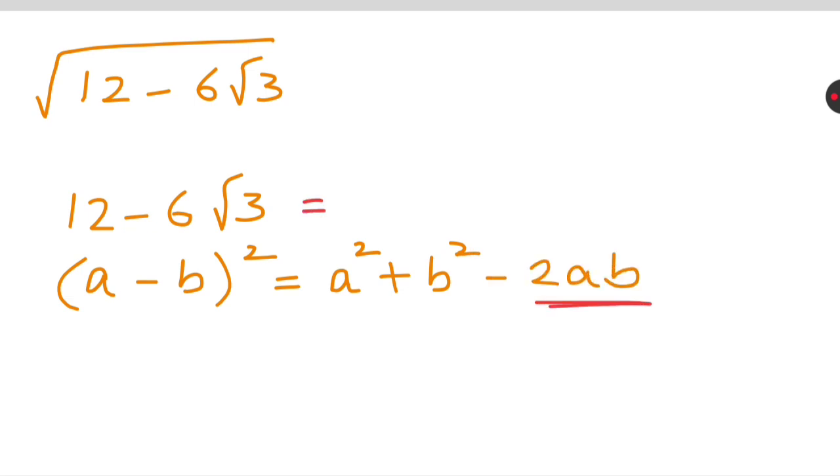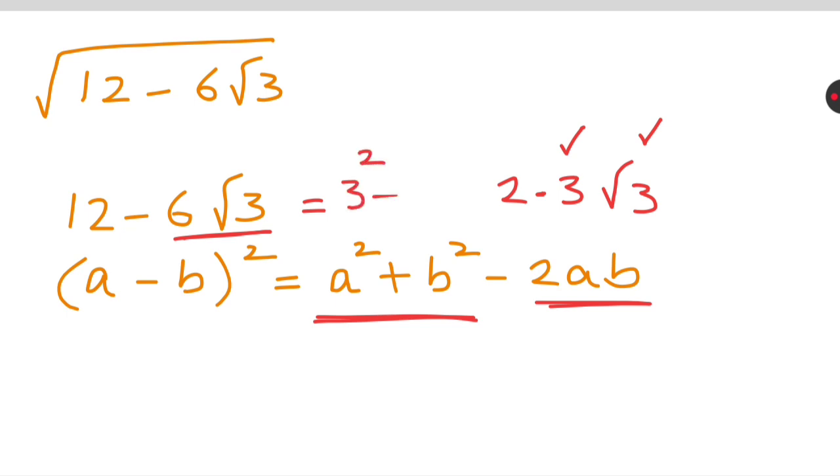Observe this 2ab, and here we have 6 root 3. 6 root 3 we can write as 2 times 3 root 3. So that means we converted 6 root 3 in terms of the 2ab form, isn't it? So that means our a value is 3, b value is root 3. So now write in terms of a power 2 plus b power 2, that is 3 power 2 plus root 3 whole power 2. And here we have a minus, just as minus.